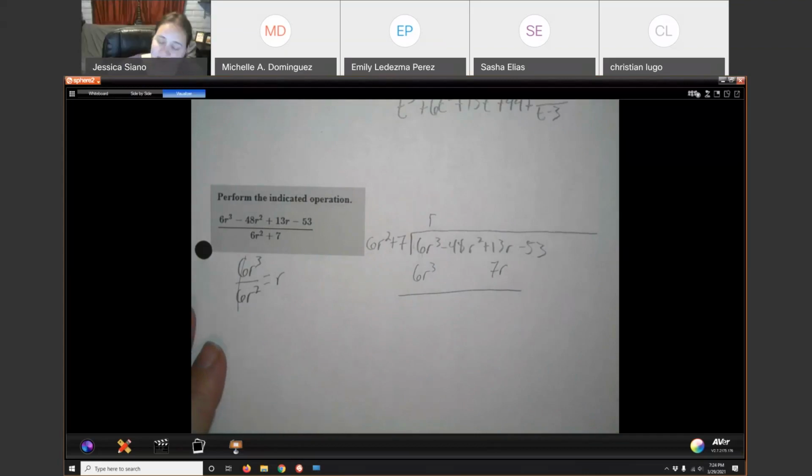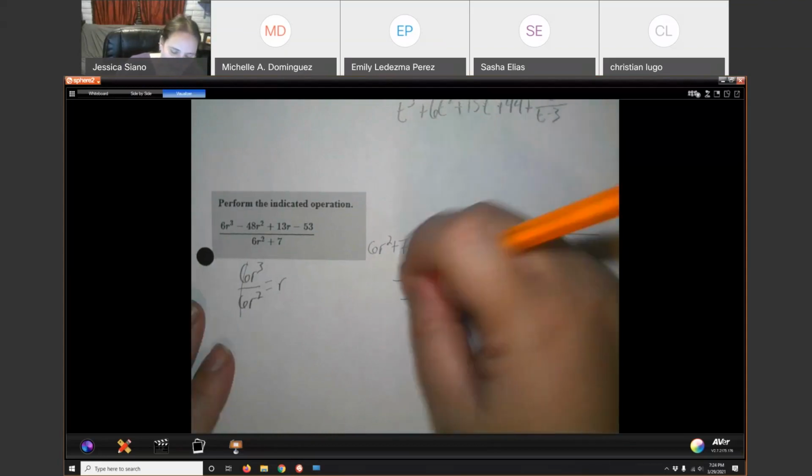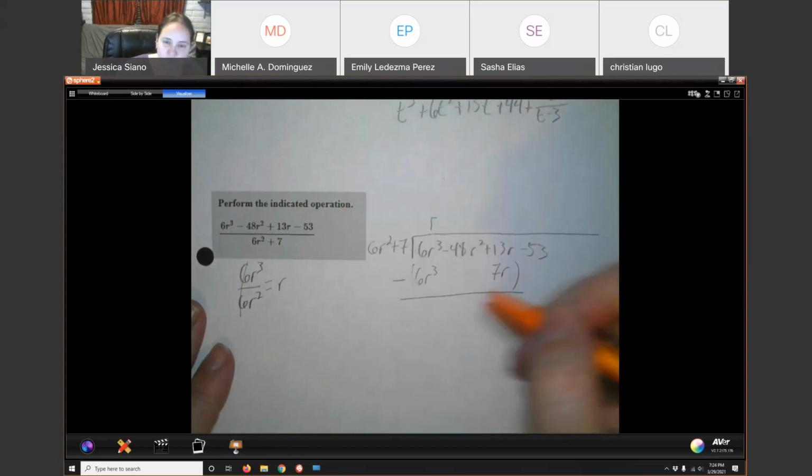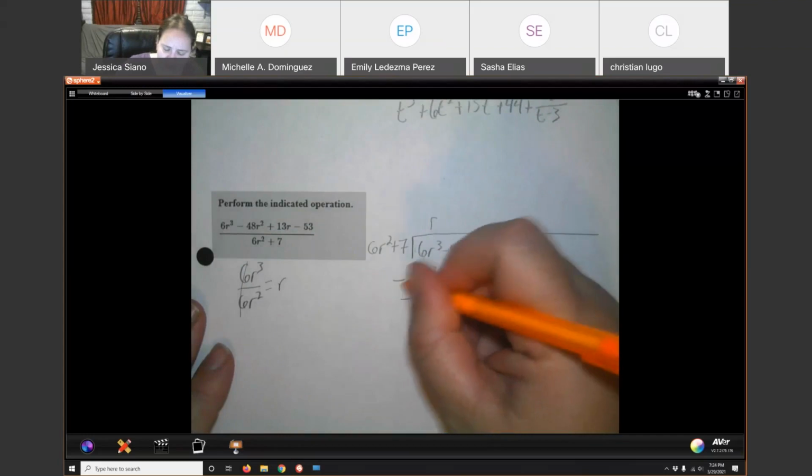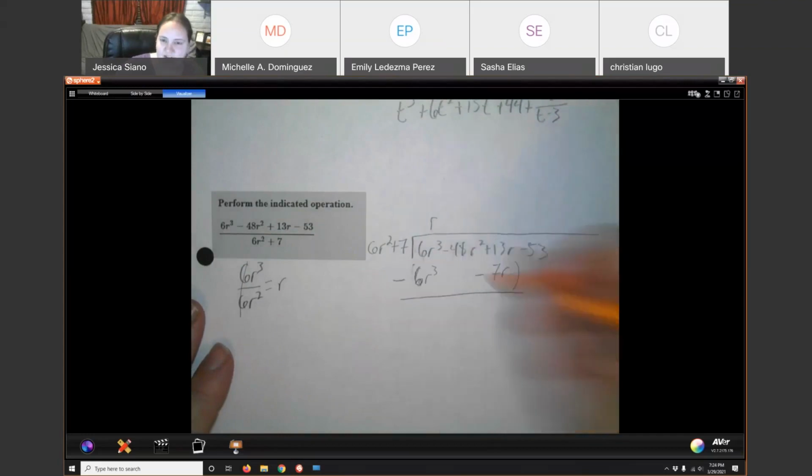Okay. My next step to long division is subtracting. And now I noticed that for some people, it's easier to distribute that negative. And so make it like a minus 6r to the third and then minus 7r.